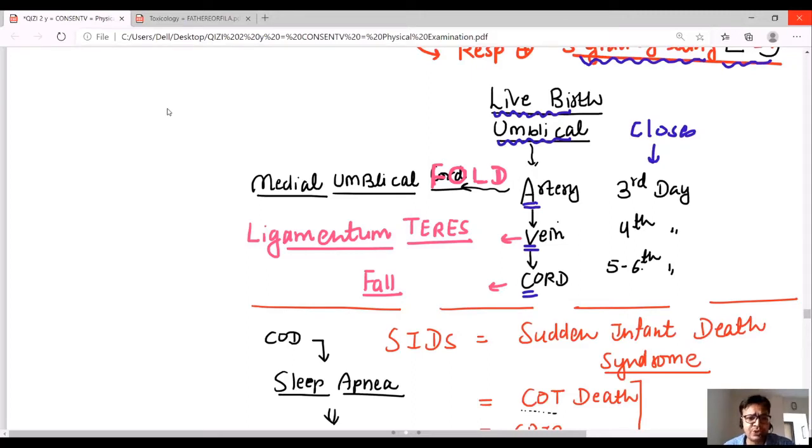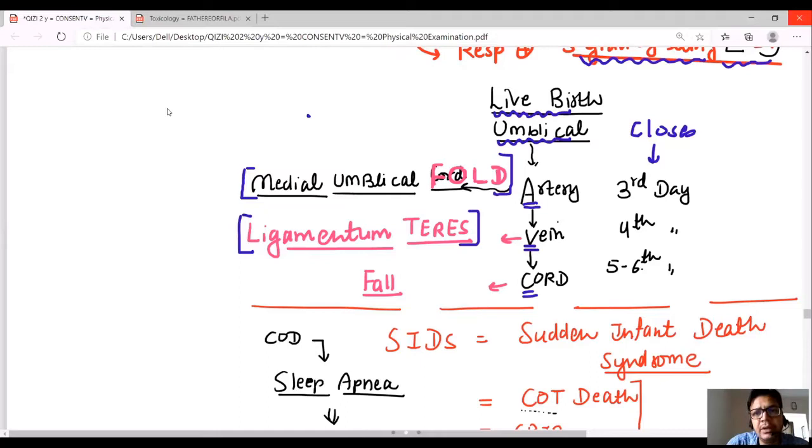And Doctor, these questions come in anatomy also. Artery closes on third day and it forms medial umbilical fold. Vein closes on fourth day, it forms ligamentum teres. And cord falls on 5th to 6th days.